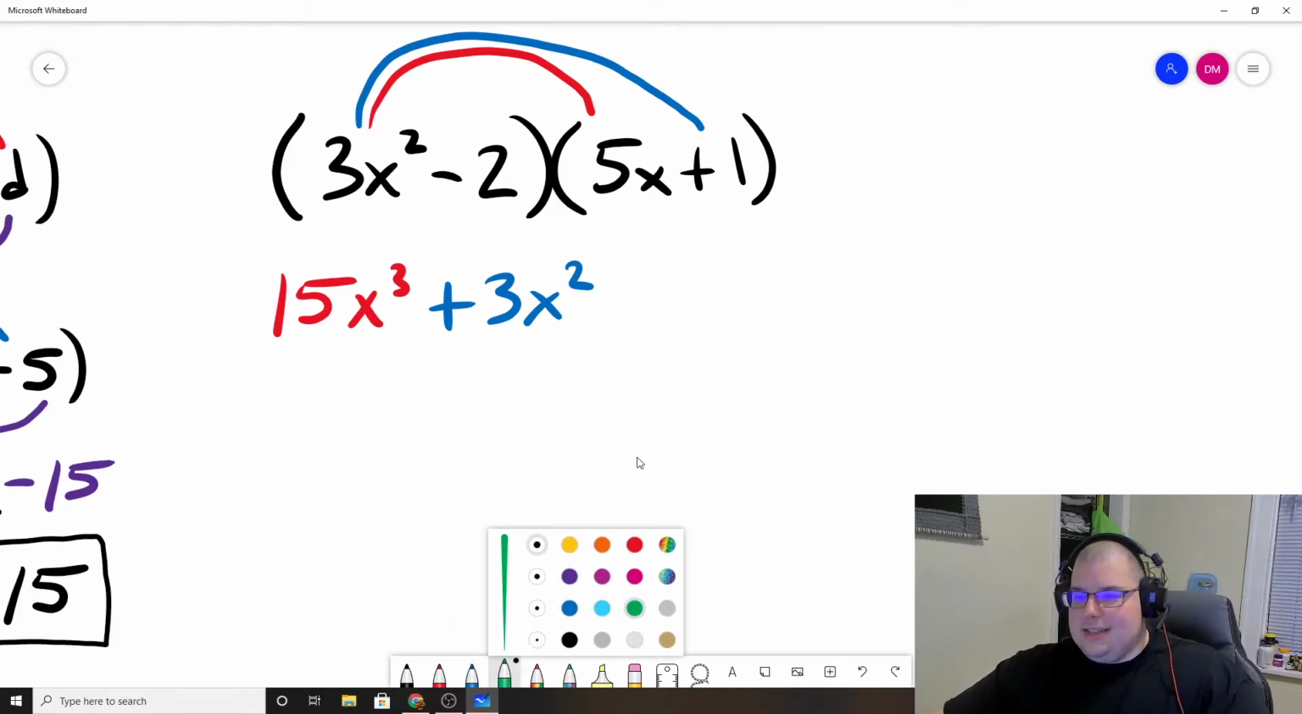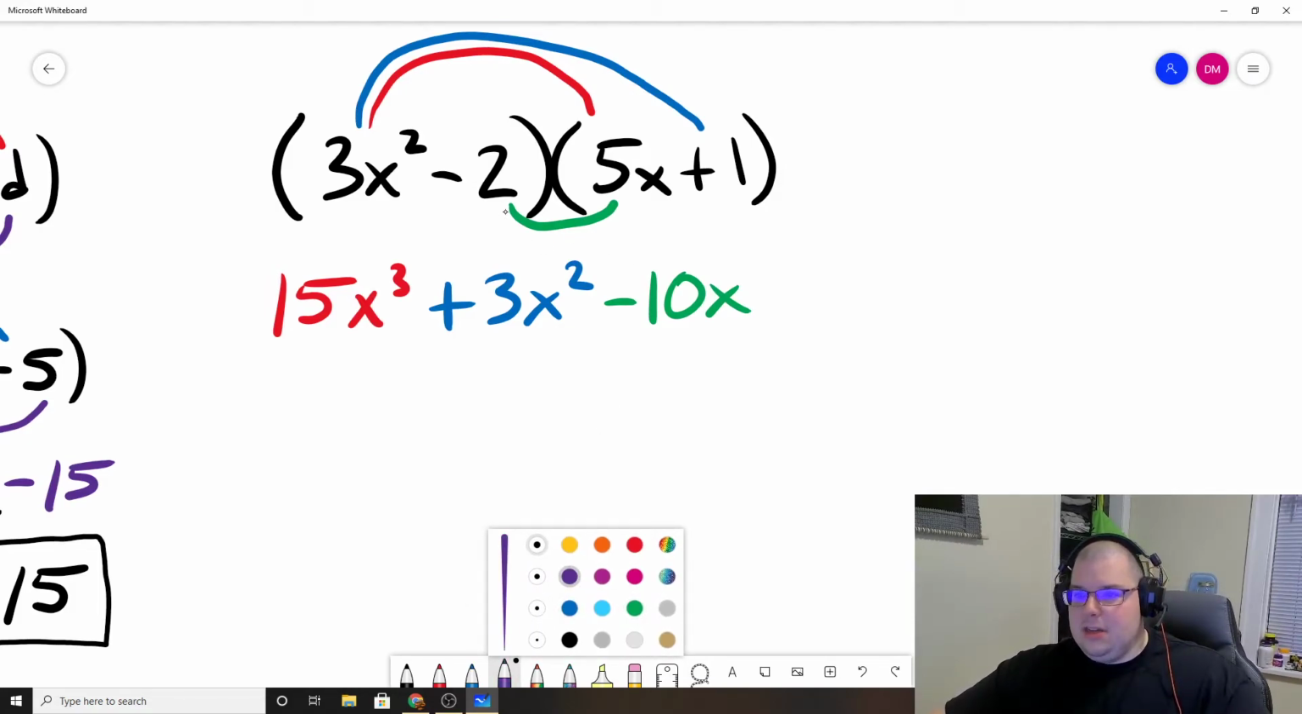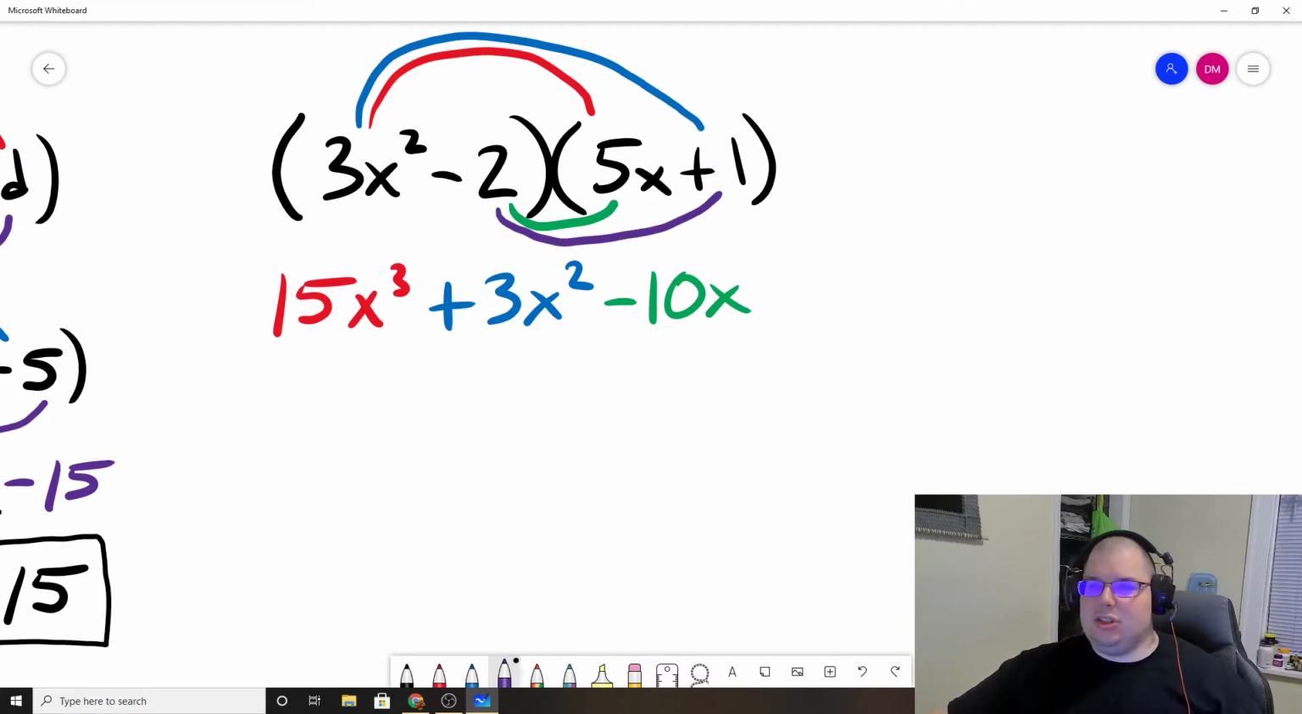Next is the I, or inside two pieces, because now I've got to do negative 2 with each piece. So negative 2 times 5x: negative 2 times 5 is negative 10, and the x stays. And then the last piece, the L of FOIL, for last two pieces, is negative 2 times 1. Negative 2 times 1 is negative 2.